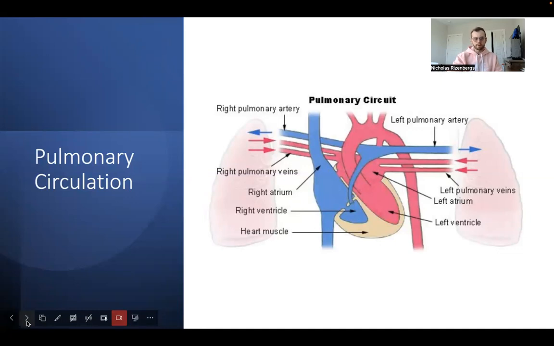So here's an image of the pulmonary circuit. You have all the components there. So the pulmonary circuit is the part of the circulatory system that connects the heart to the lungs. The purpose of this is to facilitate gas exchange.